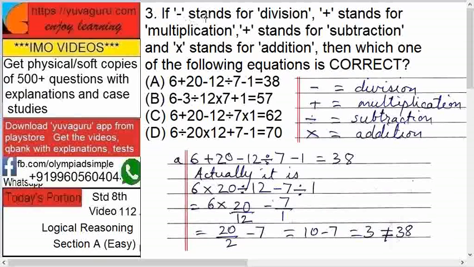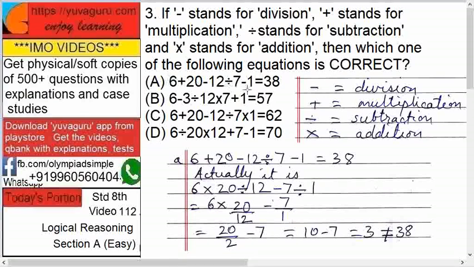Next, if minus stands for division, plus stands for multiplication, then divide stands for subtraction, multiply means cross stands for addition, then which of the following equations is correct? See here, these are the equations given. Now these are not the actual signs, plus stands for multiplication. This means multiplication. So I have written it over here. Minus equals to division, plus equals to multiplication, divide equals to subtraction, multiply equals to addition.